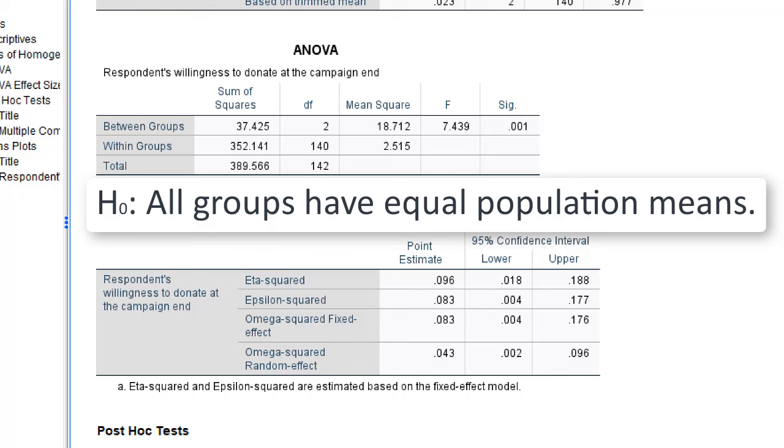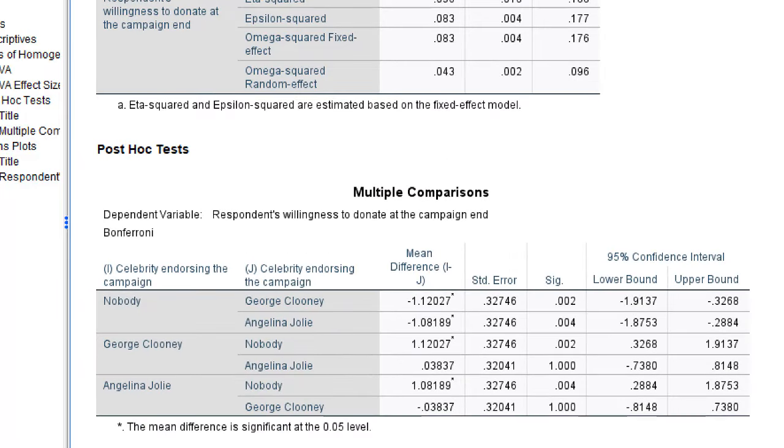In one-way analysis of variance, the null hypothesis states that all groups have equal means in the population. If we reject this hypothesis, the next question is, where are the differences? Which groups have different means in the population? We must scroll to the post hoc tests to answer this question. Here, we find t-tests comparing two groups at a time, but the p-values are corrected for capitalization on chance.